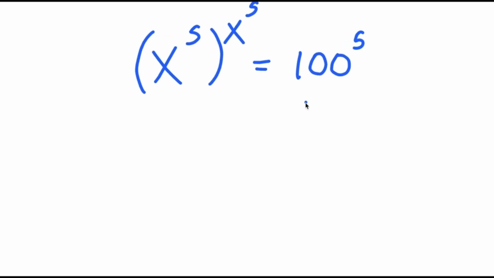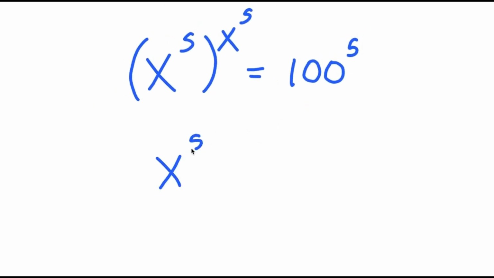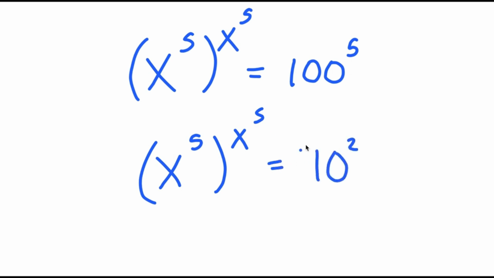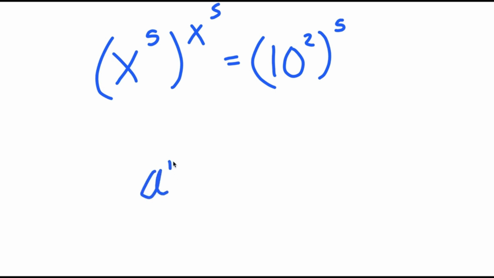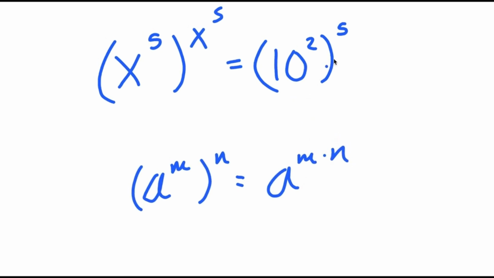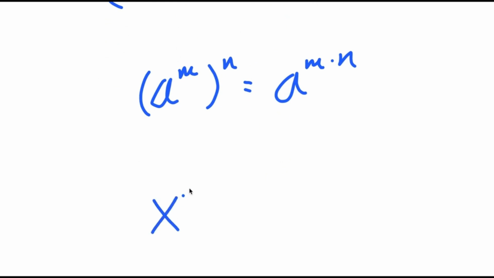From here, I can rewrite 100 as 10 squared to the power of 5. And now if I have something in the form a to the power of m to the power of n, this is equal to a to the power of m times n. So 10 to the power of 2 to the power of 5 turns into 10 to the power of 10.